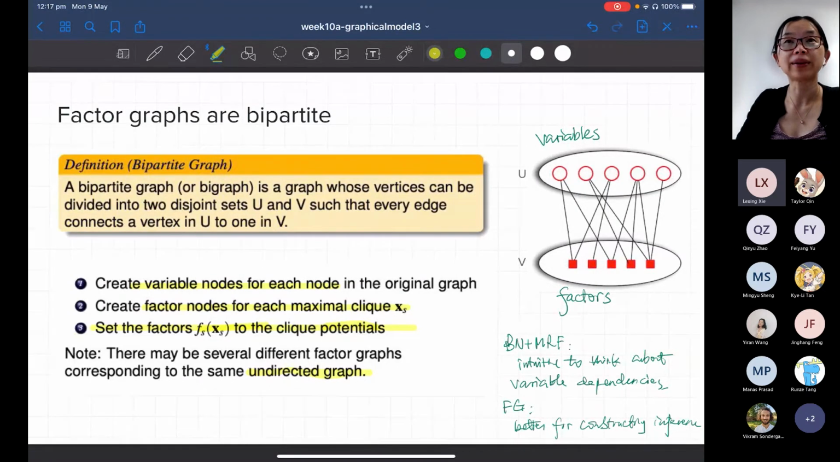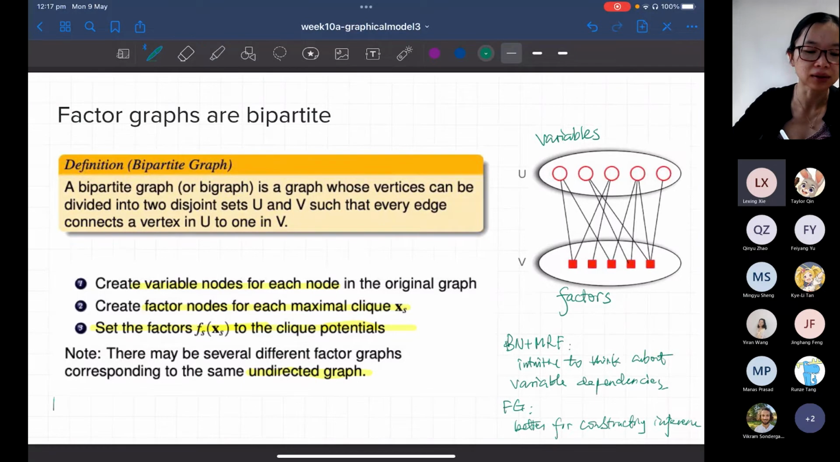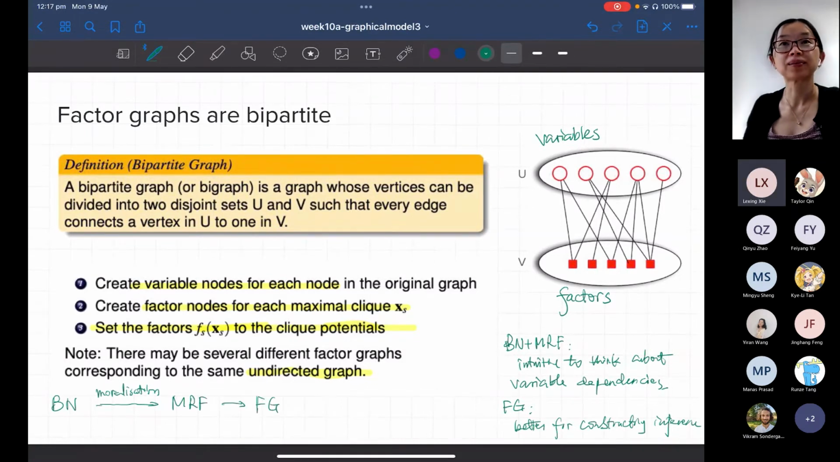You may ask, what happens for a directed graph then? So for a Bayes net, you go through the procedure we call moralization, pardon the name, into an undirected graphical model, and then convert it to a factor graph using this. Okay, easy enough.